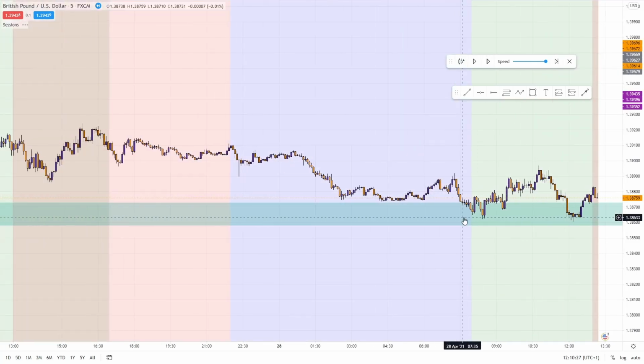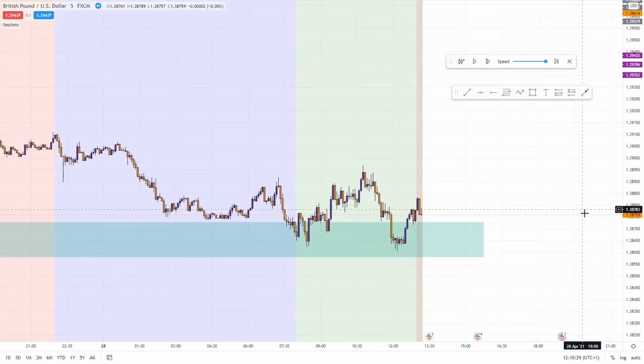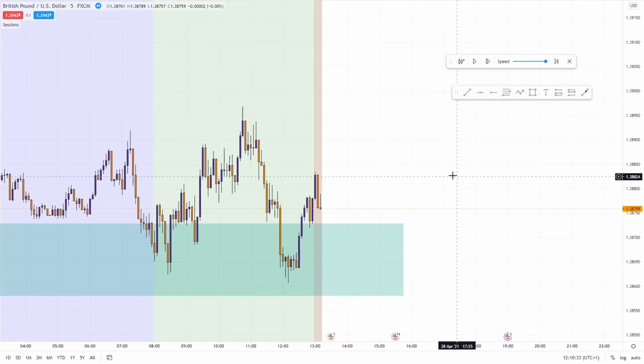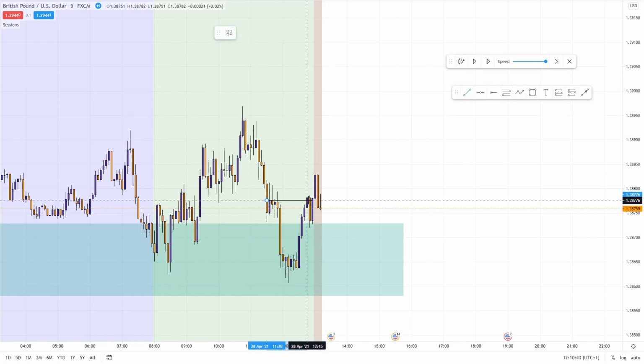So, then, if we come down to the 5-minute chart, we can see a few interesting things here. So we can see that when we came back down into this area here, we moved back up and we actually broke this sort of minor structure level here to the upside.